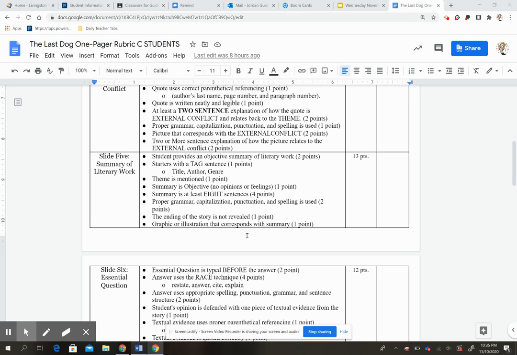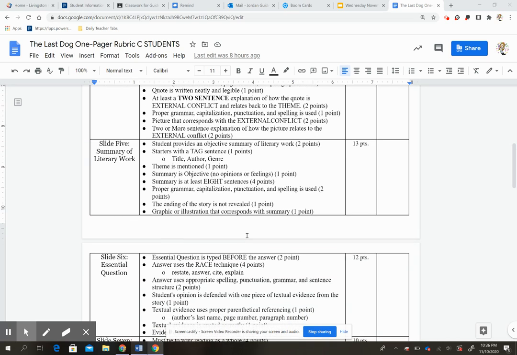After that, you would not list, but in sentence form, tell me who the main characters are, what the problem is in the story, the major events that occur, everything that happens but do not give away the ending. You get points for using correct grammar, capitalization, punctuation, and spelling. You're also going to make sure you have a graphic or illustration that corresponds with your summary somewhere on your slide.